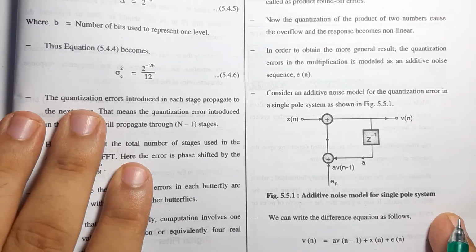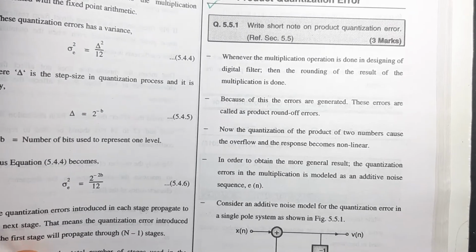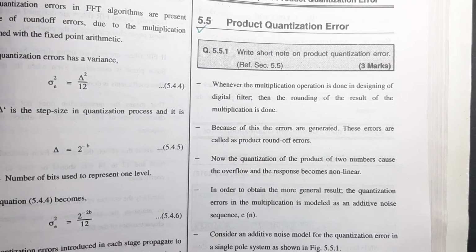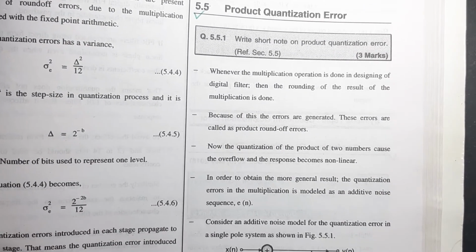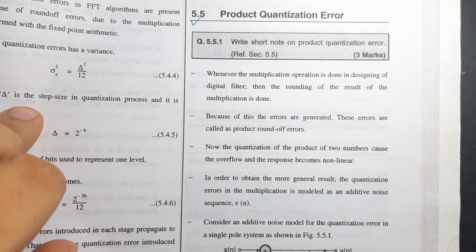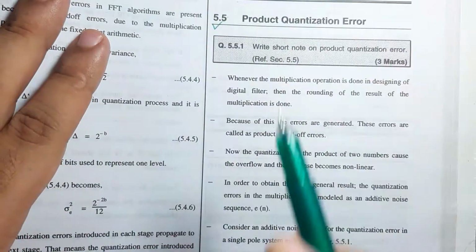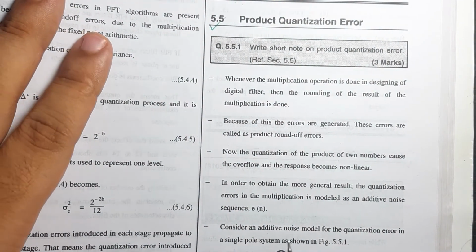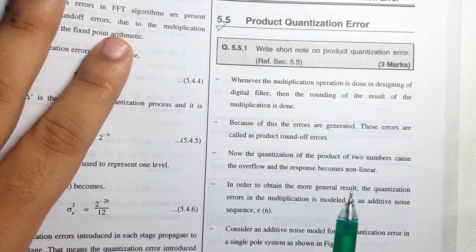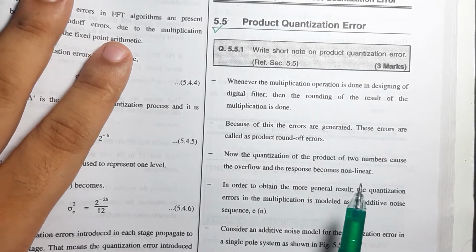quantization error. The next topic that we are going to discuss is product quantization error. Now what do we mean by product quantization error? So whenever we are performing multiplication, तब हमारे पास एक error generate होता है. Then at that time we say that it is nothing but a product quantization error.